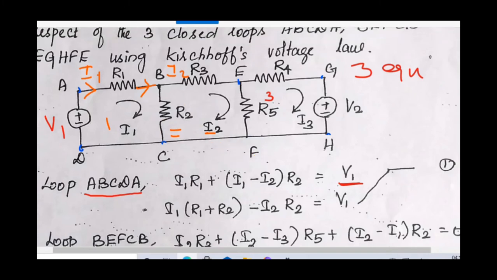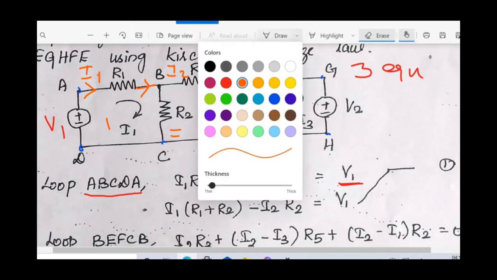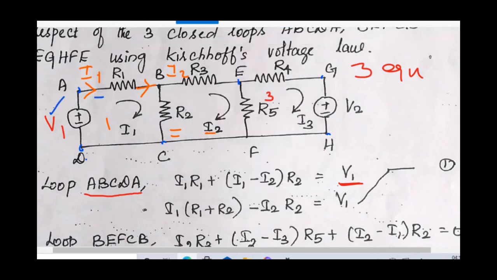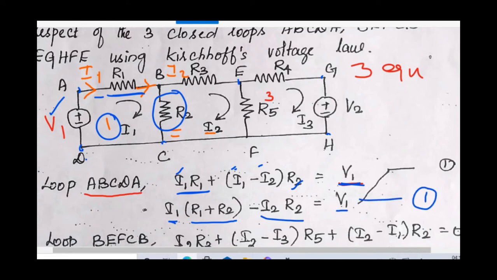Okay, consider loop 1 and try to write an equation. First we have potential rise V1 equal to potential drop, here I1 R1. Here a potential drop across R2. We are writing an equation for loop 1, so it is R2 into I1 minus I2. Rearrange the expression, taking I1 as common: I1 into R1 plus R2 minus I2 R2 equals V1. Consider it as equation number 1.